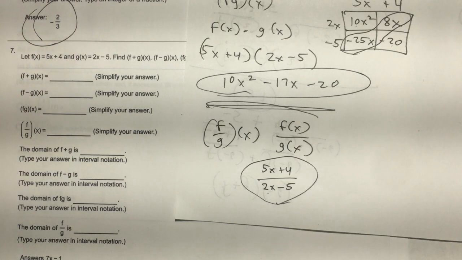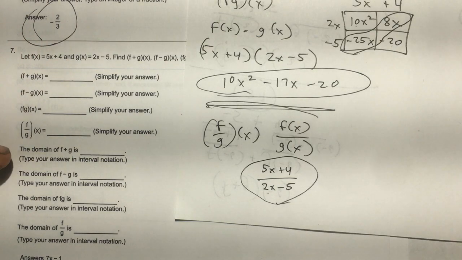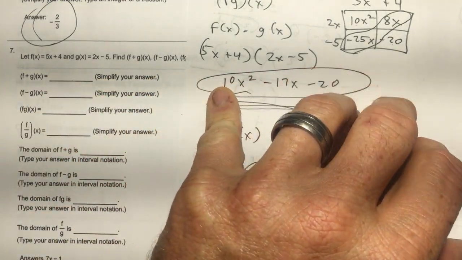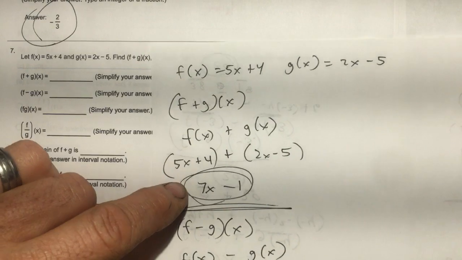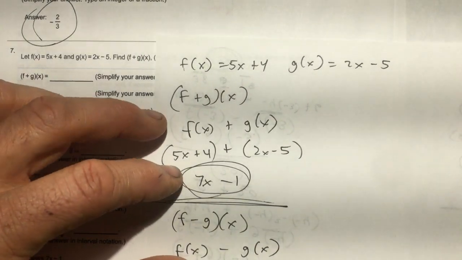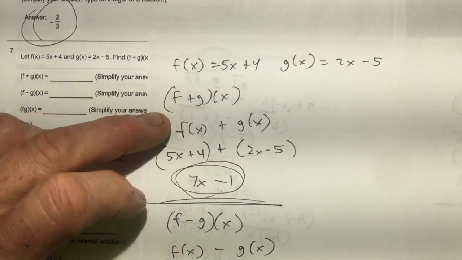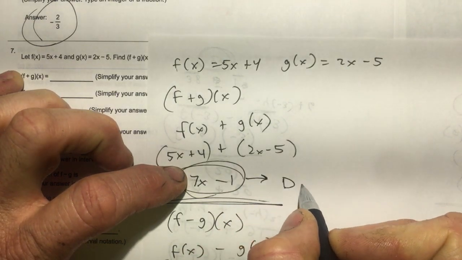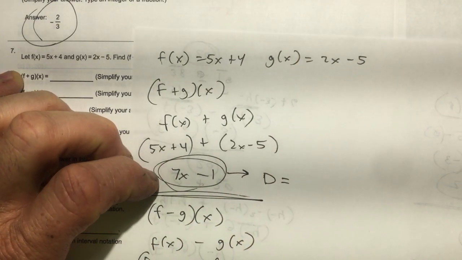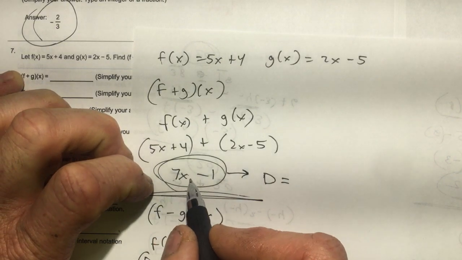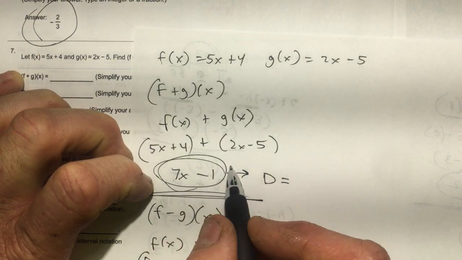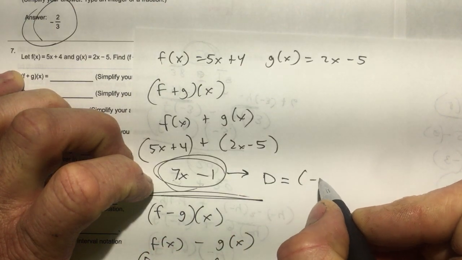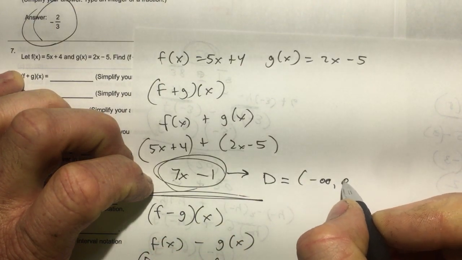Now, then it asks for the domain of each of these. All right, so let's go back through here on the first one, when we did f plus g of x. And we got this answer. Now, for this right here, what's my domain? Okay, well, if I look at this right here, 7x minus 1, there's no issues with this as far as something x cannot be. So this is just negative infinity to positive infinity.